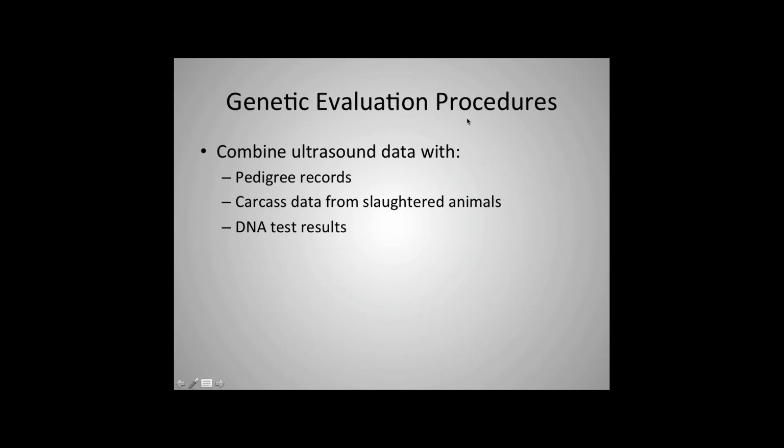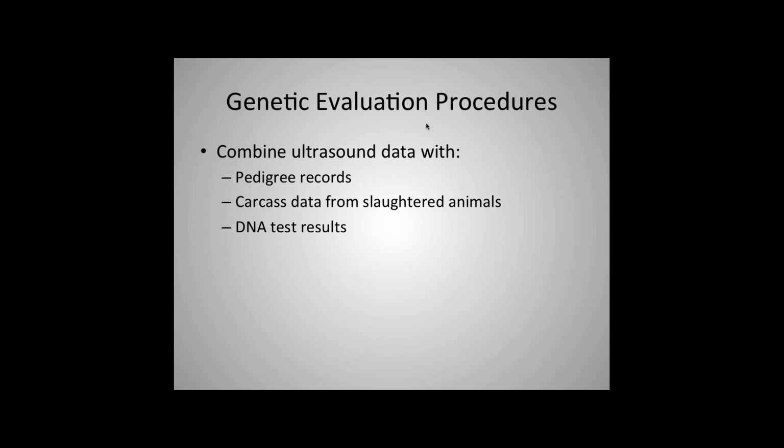And so what we do, just a basic methodology, is to get at a carcass trait genetic evaluation, we want to combine ultrasound data with pedigree records on all the animals involved, DNA test results, and I'll talk about that in just a second, and then carcass data from actual slaughtered animals, which we don't have that much of, but that is what we're trying to measure, so that is the best data we can get.